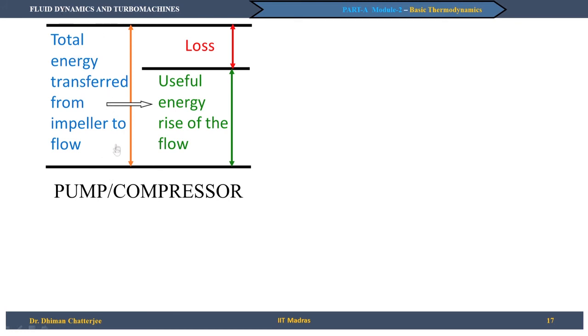The total energy that is transferred from the impeller, that is the rotating blades, to the flow, only a part of it, maybe a major part of it, but only a part of it, is transferred to the fluid in a useful fashion, and there is an energy rise across the turbomachine in the fluid, whereas the loss accounts for the remaining portion.